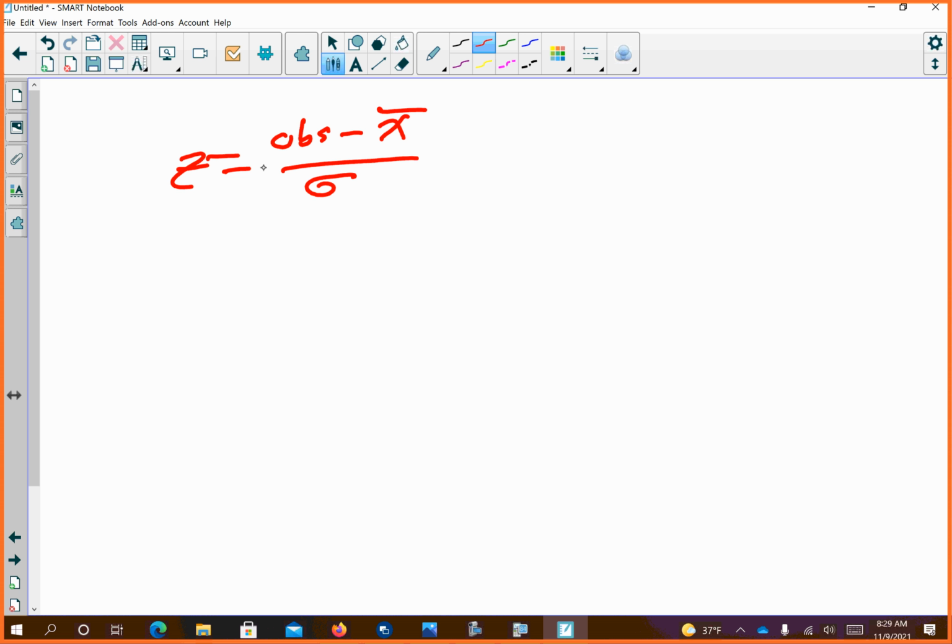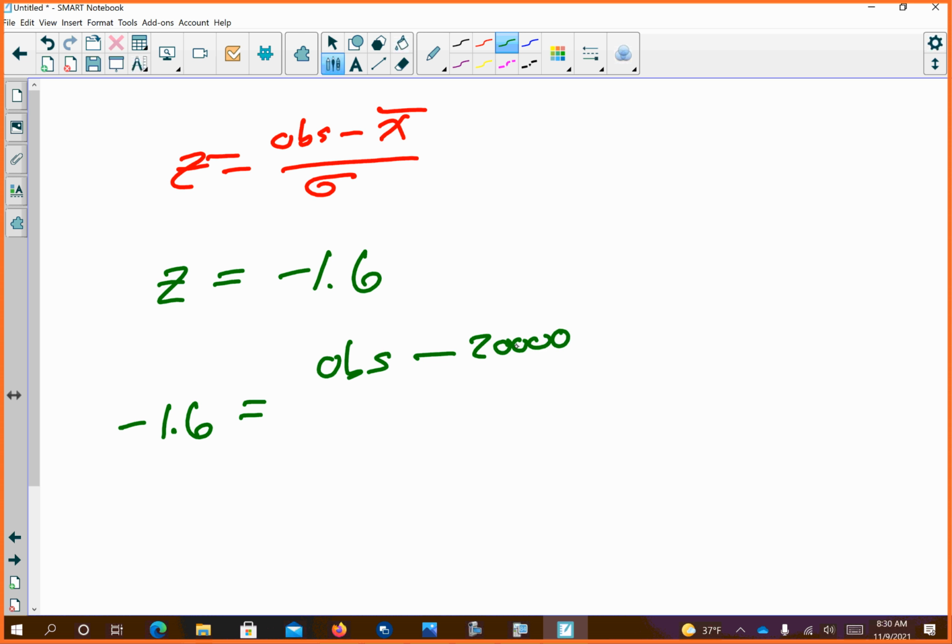So if they told you somebody has a z-score of negative 1.6, that means you're going to go negative 1.6 equals observed minus the mean. I don't know what the mean was. 20,000. And then standard deviation of 4,000. So then this is just an algebra 1 problem to solve it. This is your variable. This is what you're looking for. Okay? So multiply both sides by 4,000, add 20,000 both sides, and that would be the observed score. Okay?